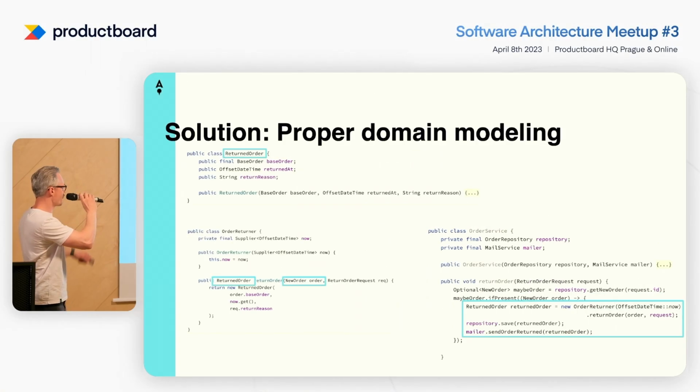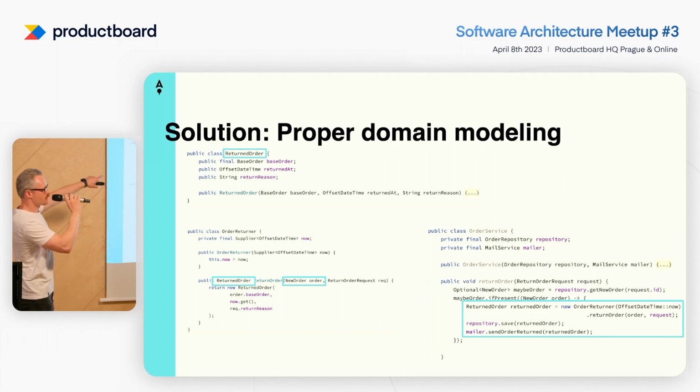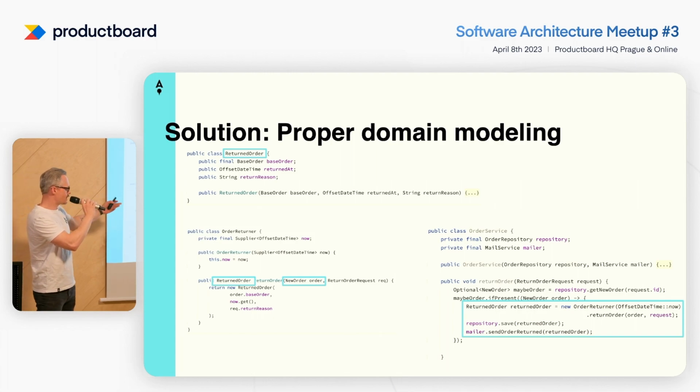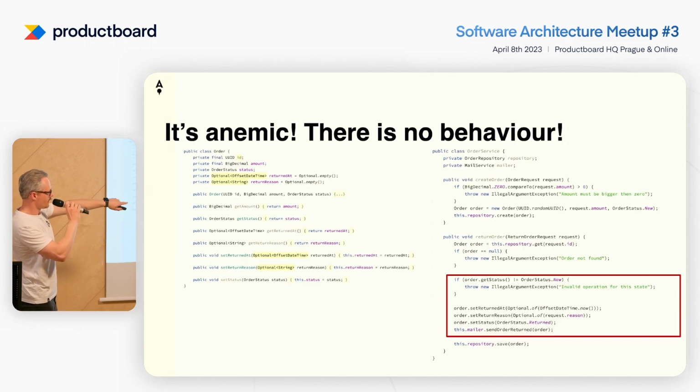So you can do proper domain modeling. So you decompose your model into smaller structures or smaller classes, right? So instead of directly checking the status of my order, I invented a new class, returned order, and I extracted this logic into separated class, order returner. Don't hate me for naming, I'm not good at that. The code is the same, but the whole point is that I don't have to check the status.